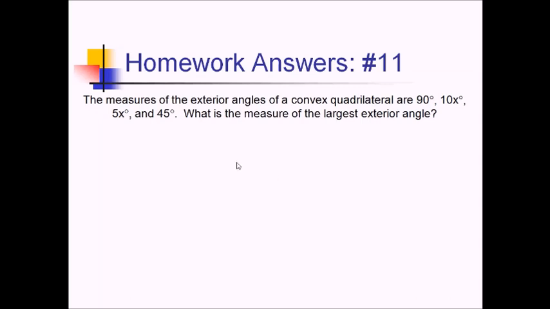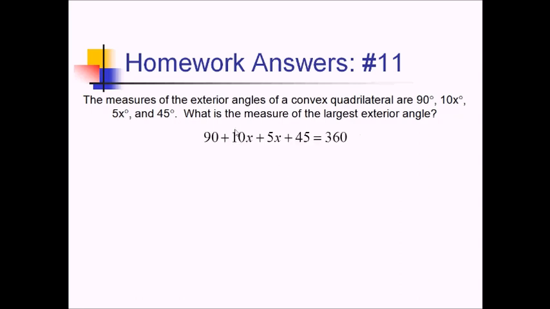For number 11, we have the measures of exterior angles of a quadrilateral being 90, 10x, 5x, and 45. We want the measure of the largest exterior angle. Before we can figure this out, we need to know the value of x. So we need to set up an equation that would let us solve for x. Well, we know that the exterior angles always add up to 360 degrees, so we can add all these together, set it equal to 360.